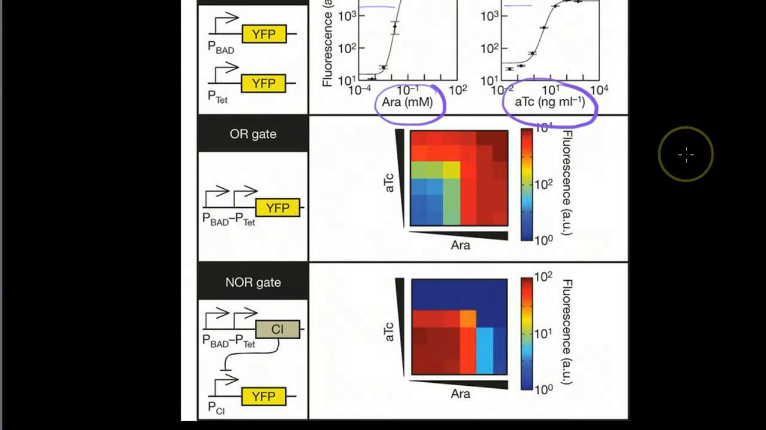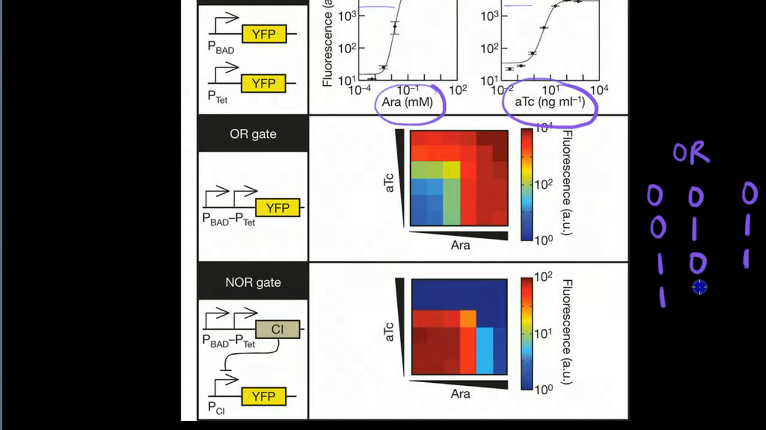here, let us just quickly draw the truth table for an OR gate. So this is OR. So if the first input, both are 0, the output is 0. If one input is on, the output is on. If both inputs are on, the output is also on. So this is the truth table for an OR gate.